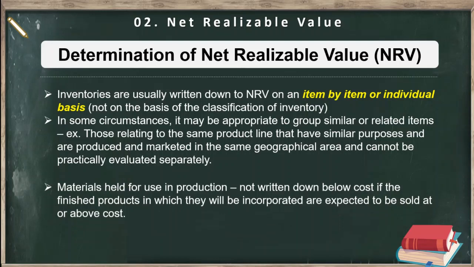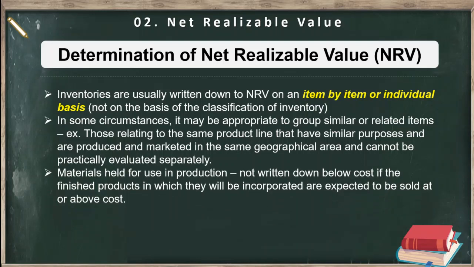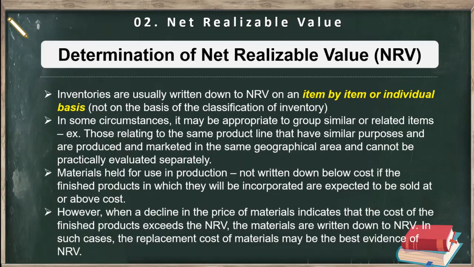cannot be practically evaluated separately. Aside from that, materials held for use in production are not written down below cost if the finished products in which they will be incorporated are expected to be sold at or above cost. However, when a decline in the price of materials indicates that the cost of the finished products exceeds the net realizable value, the materials are written down to net realizable value. In such cases, the replacement cost of materials may be the best evidence of the net realizable value.